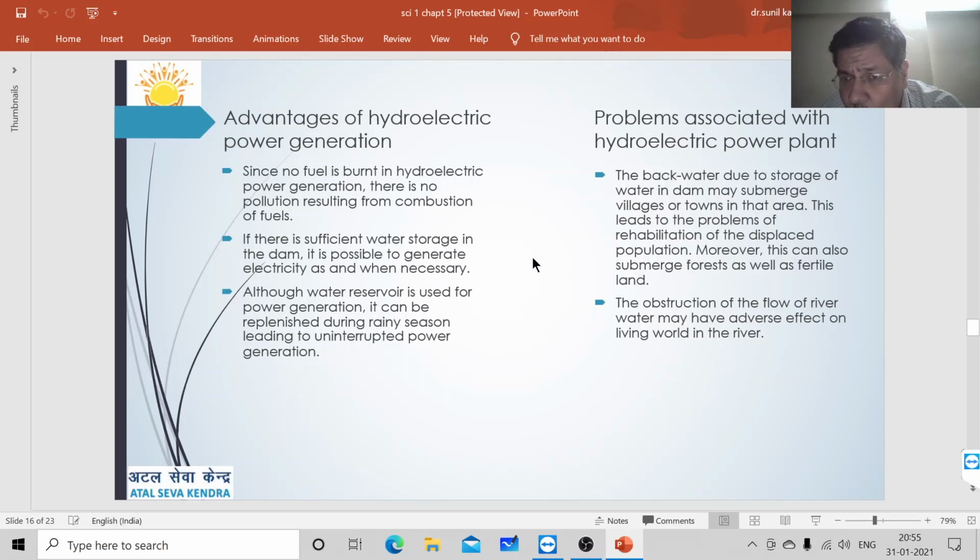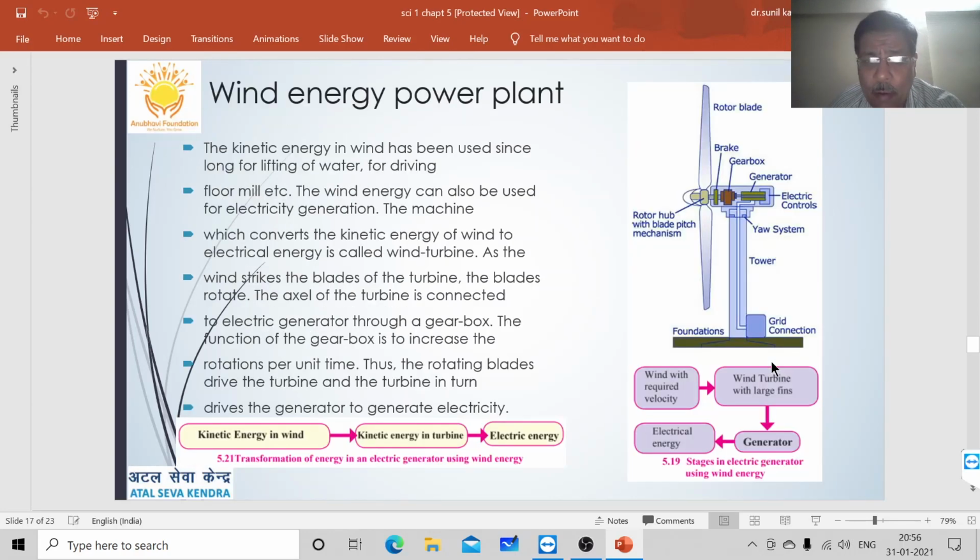The backwater due to storage of water in the dam may submerge villages or towns in that area. This leads to problems of rehabilitation. Even for construction of a dam, we have to relocate many people, and this is again a problematic thing. Moreover, this can also submerge forest as well as fertile land. The obstruction to the flow of water may have adverse effects on the living world in the river. Besides, construction of a dam can make the earth's crust weaker, and may be prone to earthquakes also. So that is a disadvantage of a hydroelectric power plant.